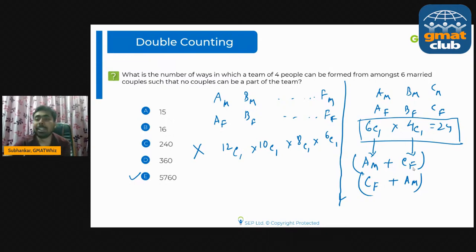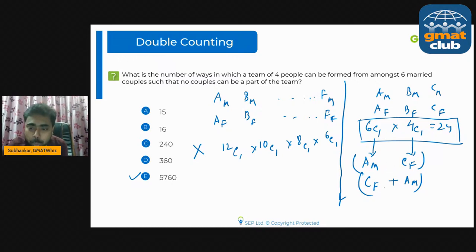Okay. So how should I then remove it? Now, it's not difficult. Understand, since you have selected AM and CF, and like I told you, what you have done here is that you have arranged them. So how many ways can you arrange CF and AM? Obviously, you can arrange them.